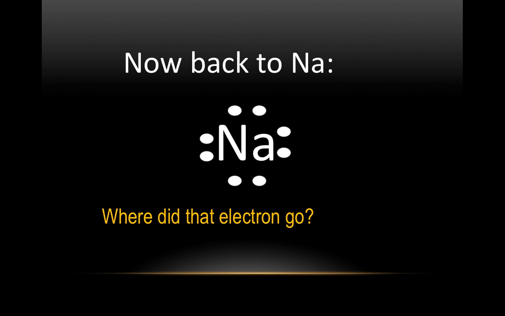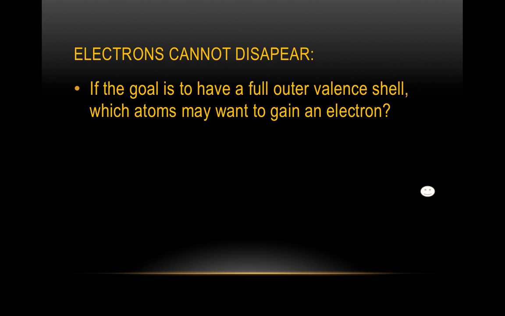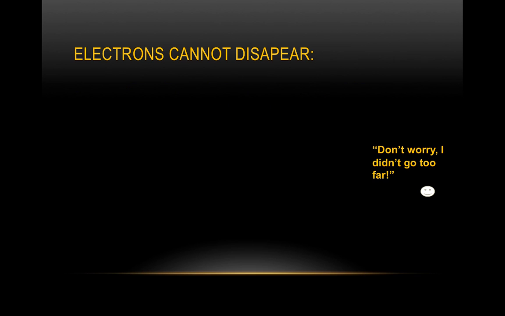So let's look back at sodium. Where did that electron go? It can't just send it off into space. There's got to be somebody that's willing to take it. So there's a little electron. See ya, I'm out of here. Well, electrons can't disappear. The goal is to have a full outer valence shell, so which atoms may want to gain an electron? Don't worry, I didn't go too far.